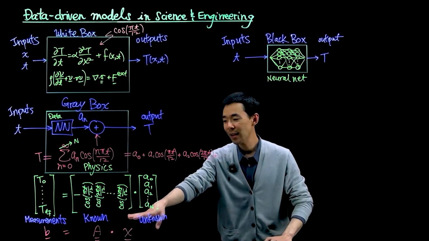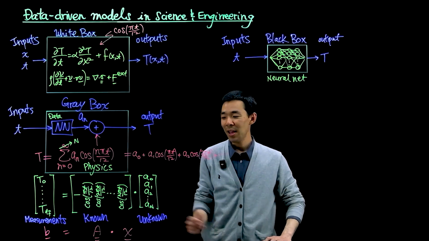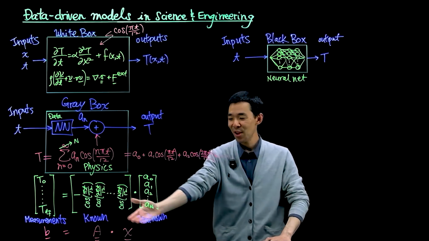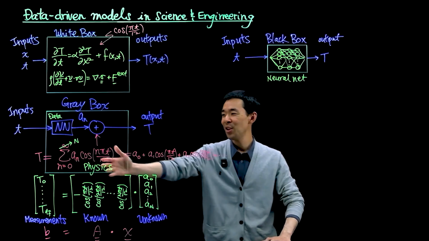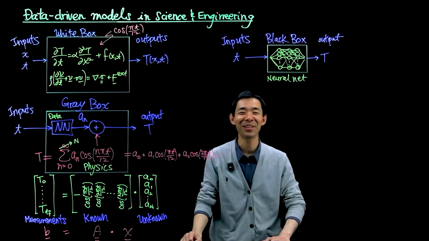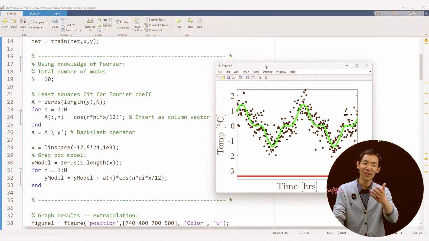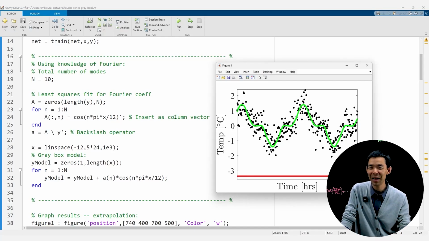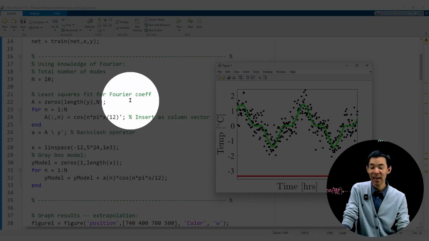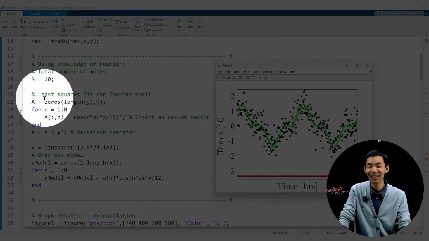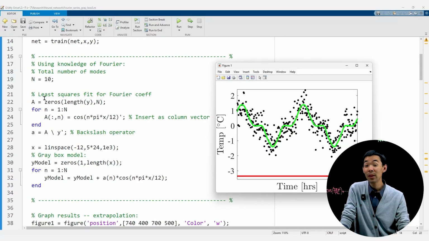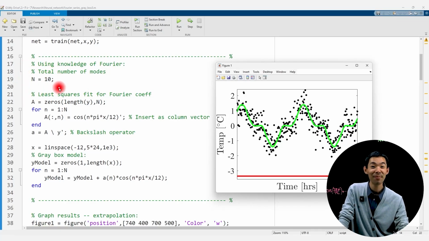Just Ax equals b. And so if you just invert A, you'll find all of our unknowns, and you know all of your coefficients in front of your Fourier series. So if you go back to the code, that's exactly what I did. So if you look over here, I'm just using a least squares fit to find the coefficients A sub n. And for this particular example, I've just taken 10 modes.